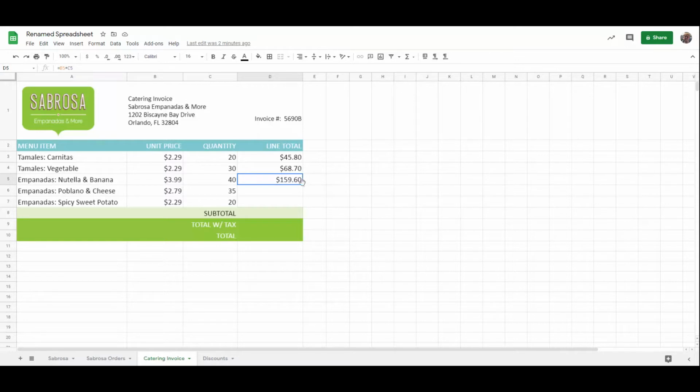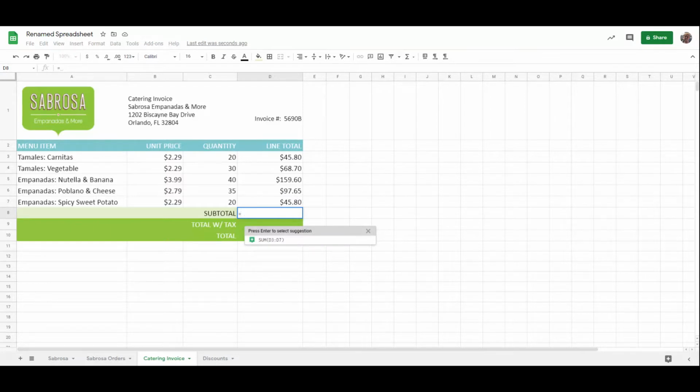I'm going to use the fill handle to drag it down. So it will continue to calculate for each of these rows. And so it is the unit price multiplied by the quantity to determine the line total. The subtotal is how much will it cost the company.